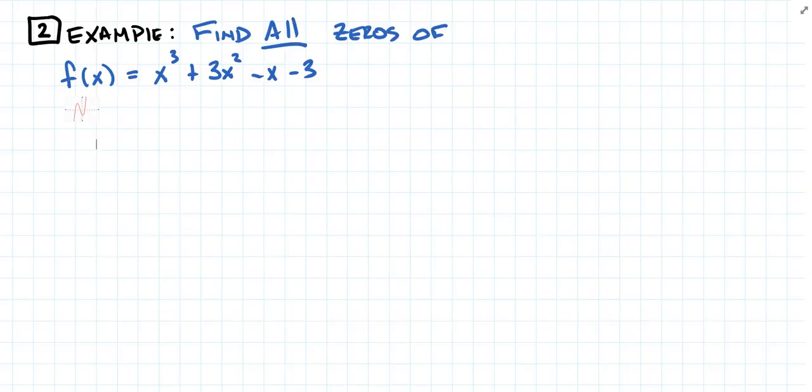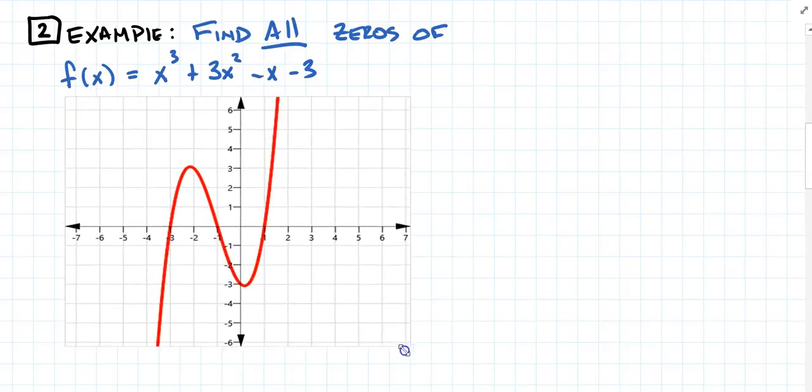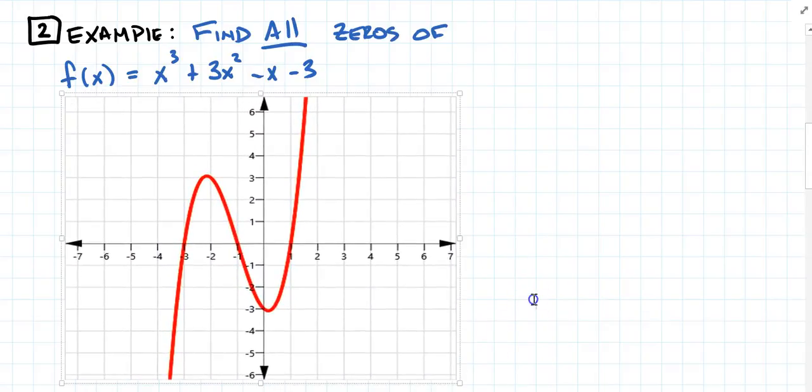Let's find all of the zeros, now remember what those mean, of f of x equals x to the third plus 3x squared minus x minus 3. So check this out. Here is the graph. I have graphed this picture for you. And I'm going to make it a little bit bigger. And so what we want to do now is determine all of the zeros.